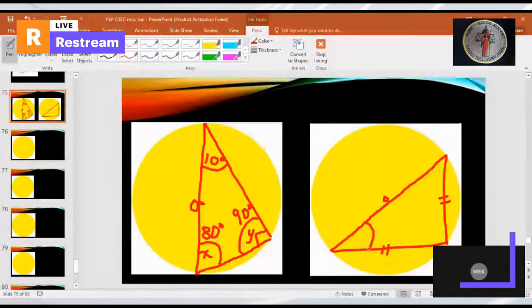Okay, so I want this angle here. That's all I want, is that angle, W. So find W for me, and when you tell me what W is, tell me how you get that, how you get W to be that angle. So let me see some answers coming in.